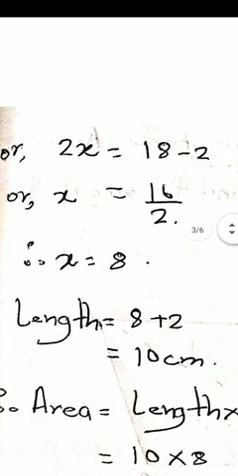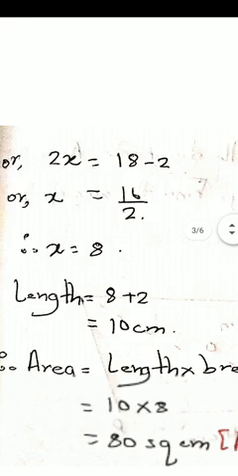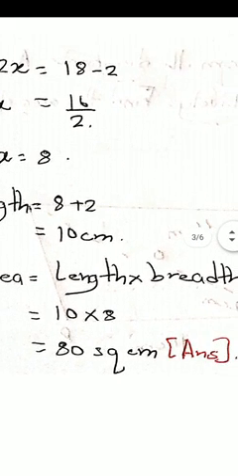Remember, x was our width. Okay, so length will become 8 plus 2, that is 10 centimeter. So finally what we found, area equals length into breadth, that is 10 into 8, that is 80 square centimeter. So what we have found is the area of a square and area of a rectangle, keeping the perimeter same in all the cases. Okay, I hope this is clear.